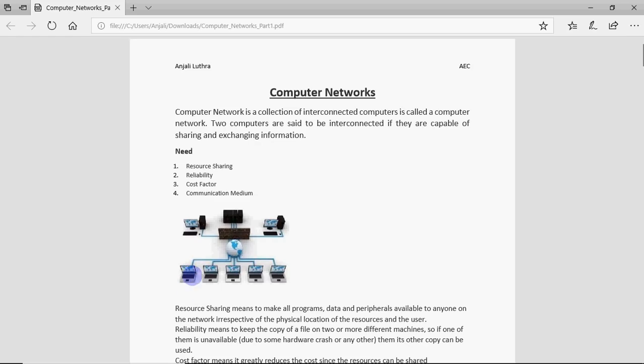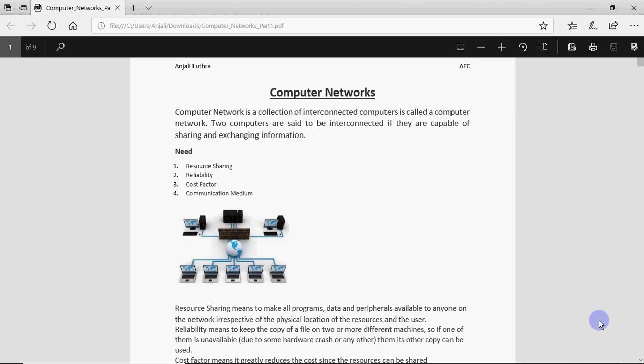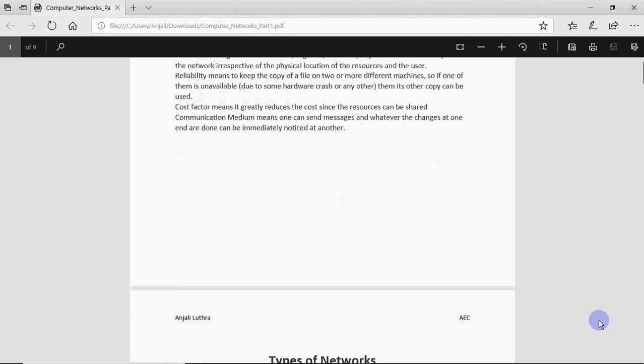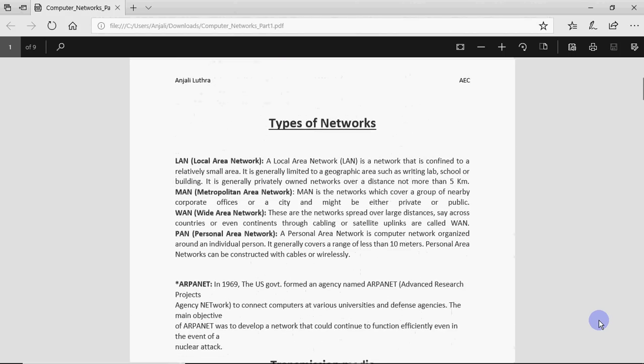So this one could be just a few computers connected with each other, or it can be one mainframe computer connected with small computers. So it can be anyhow, but basically we have computers connected with each other. Then all the features are explained here. Then you have types of networks.